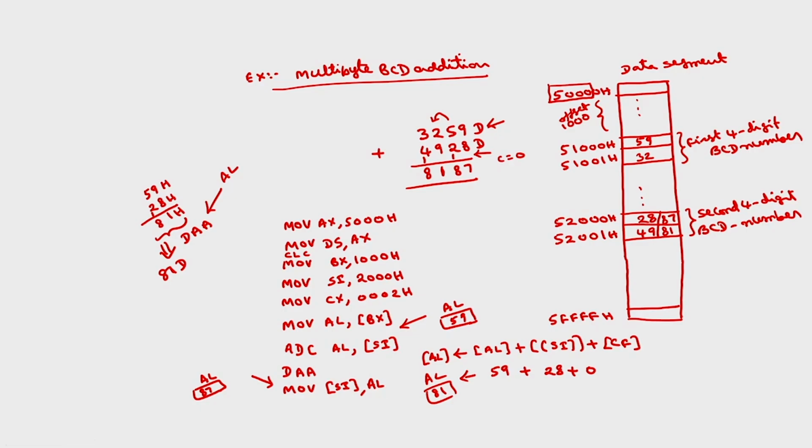Now INC BX, INC SI, LOOP up. Where should this label up be? It should be here.